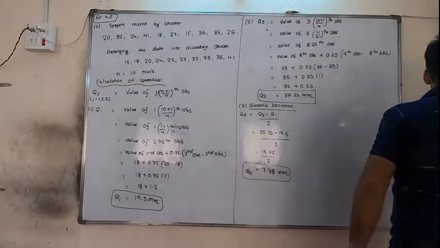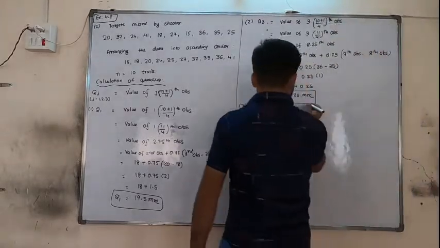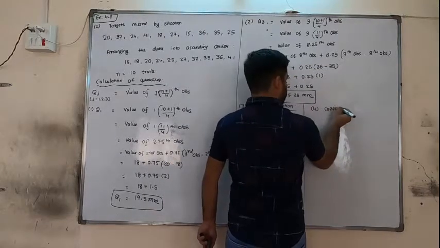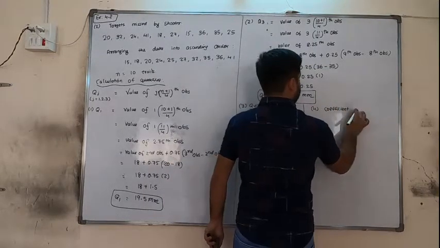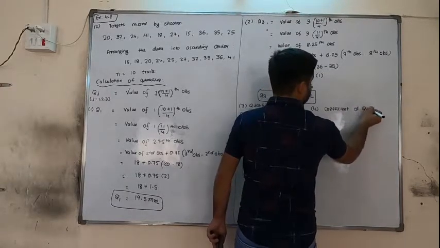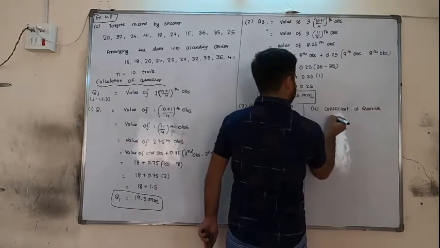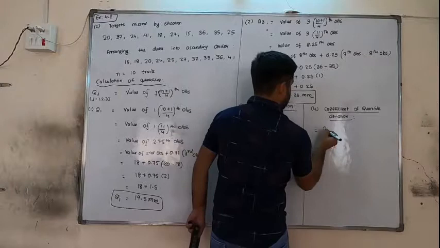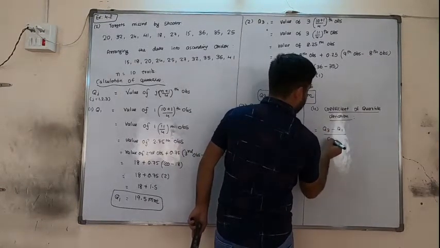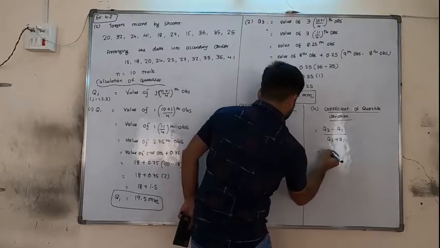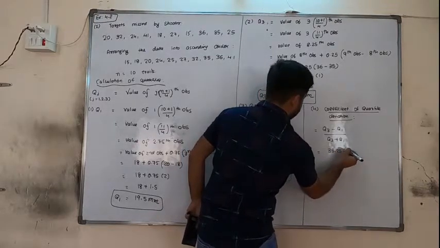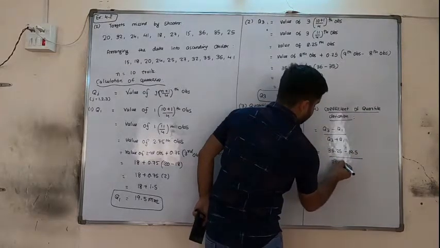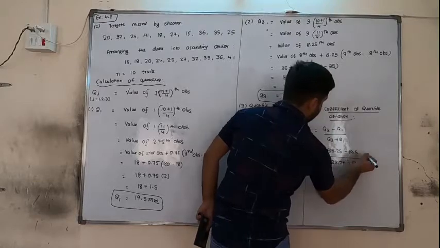Next we also need the coefficient of quartile deviation. So I am calculating here. Number 4, coefficient of quartile deviation. So it is Q3 minus Q1 divided by Q3 plus Q1. So 35.25 minus 19.5 divided by 35.25 plus 19.5.